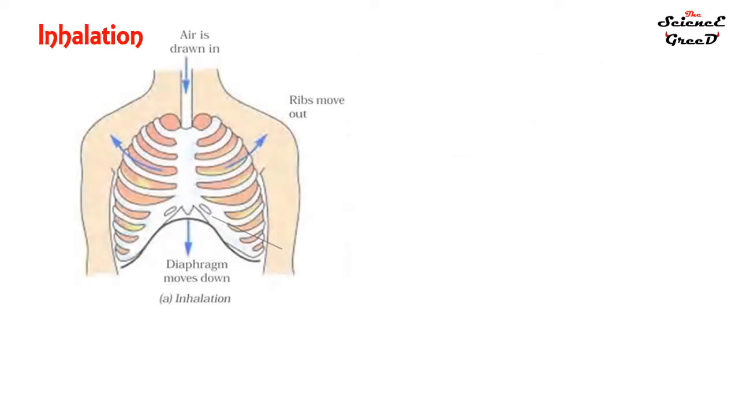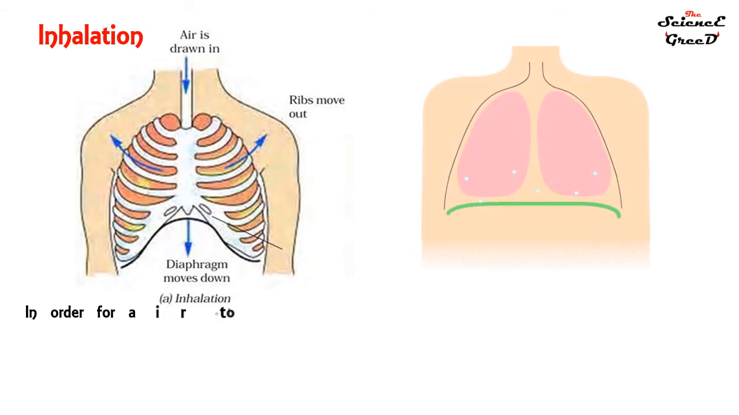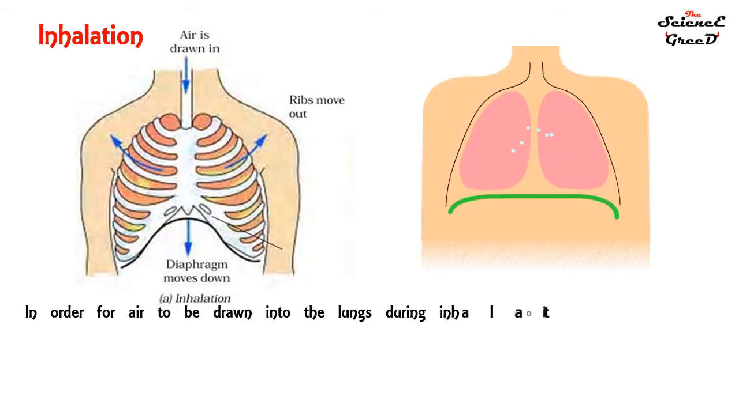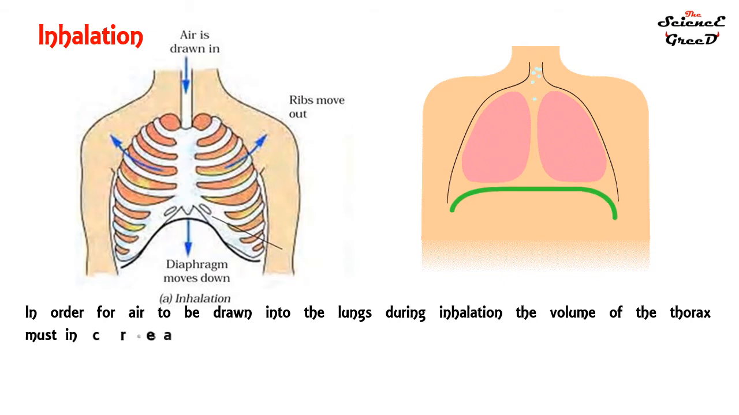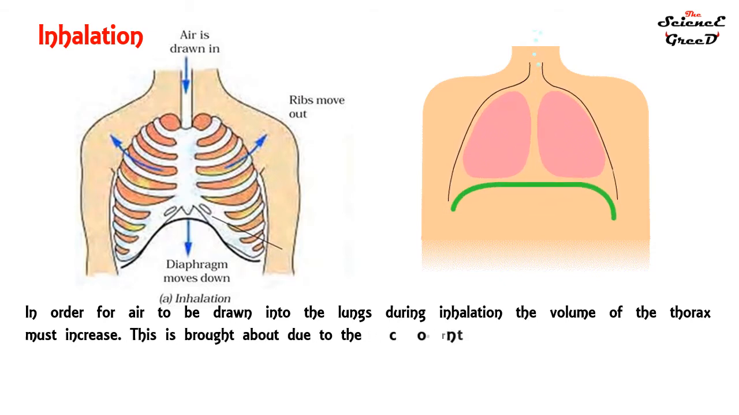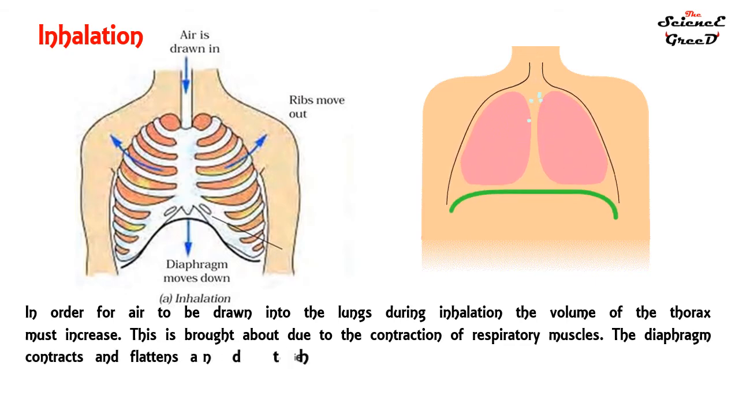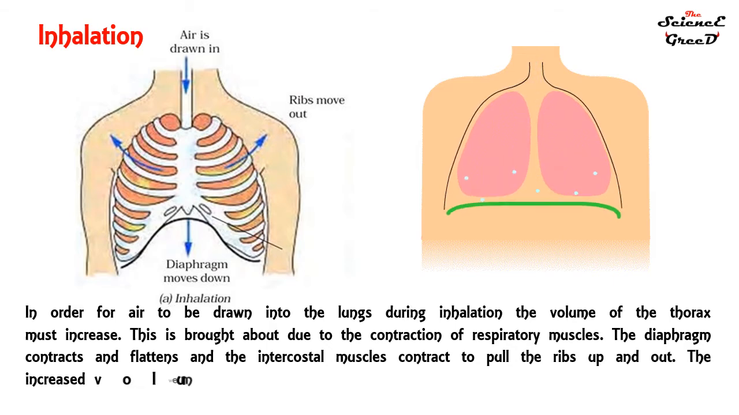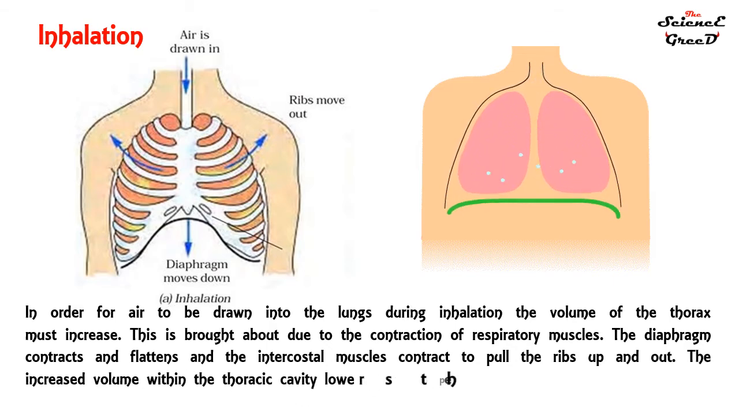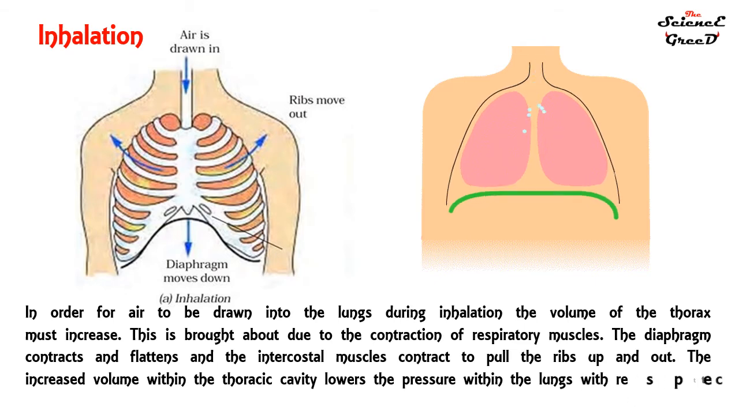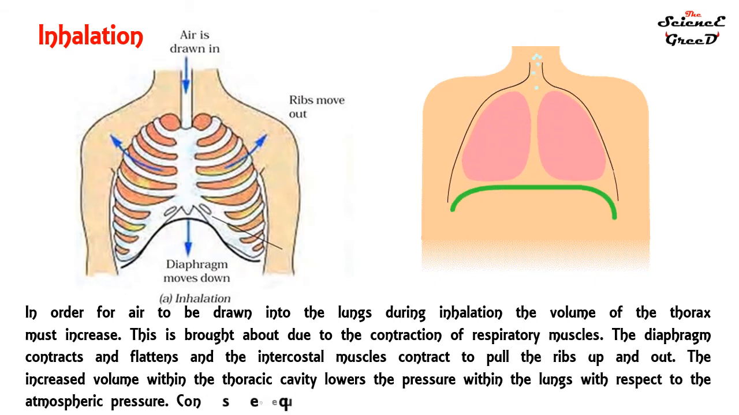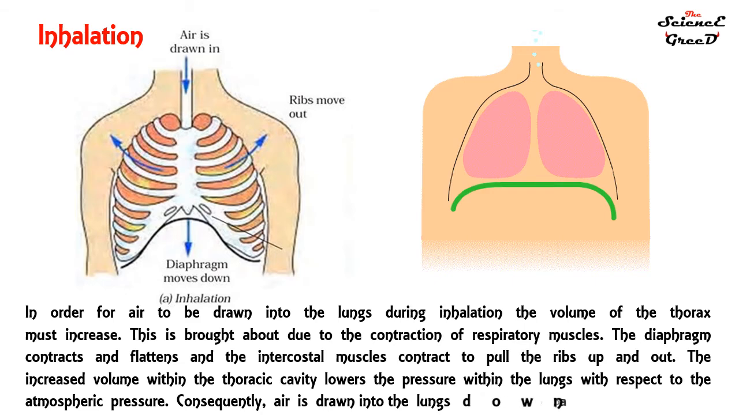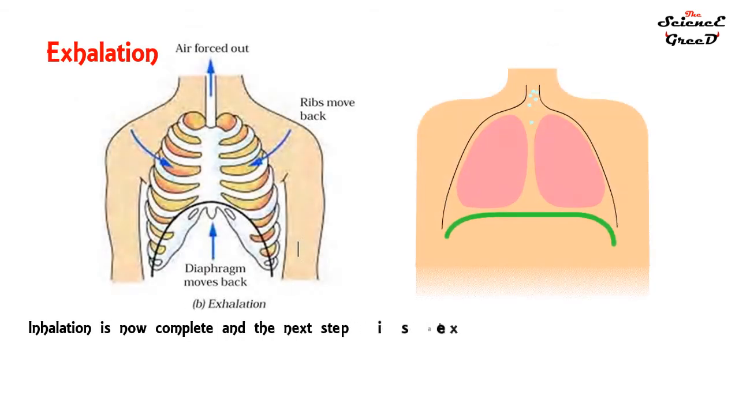How inhalation occurs. In order for air to be drawn into the lungs during inhalation, the volume of the thorax must increase. This is brought about due to the contraction of respiratory muscles. The diaphragm contracts and flattens, and the intercostal muscles contract to pull the ribs up and out. The increased volume within the thoracic cavity lowers the pressure within the lungs with respect to the atmospheric pressure. Consequently, air is drawn into the lungs down a pressure gradient. Inhalation is now complete, and the next step is exhalation.